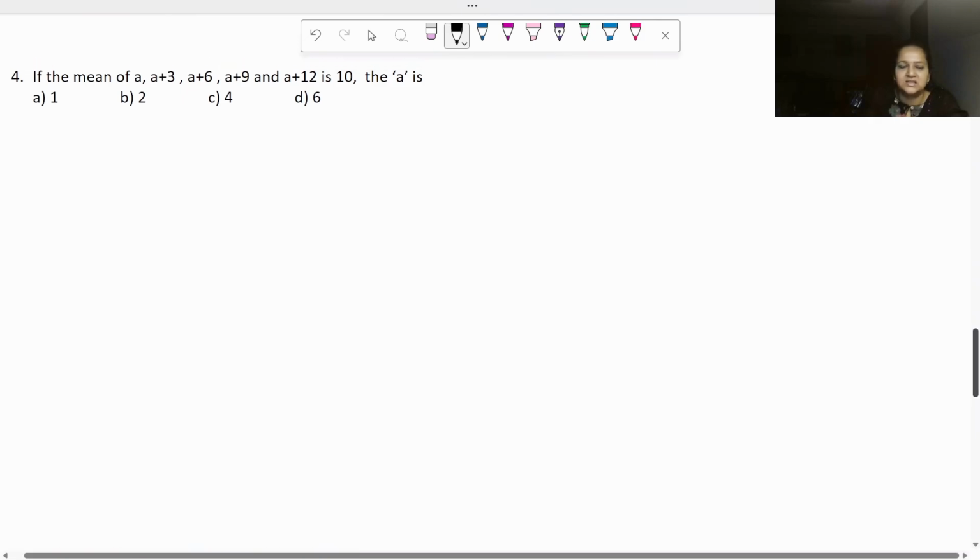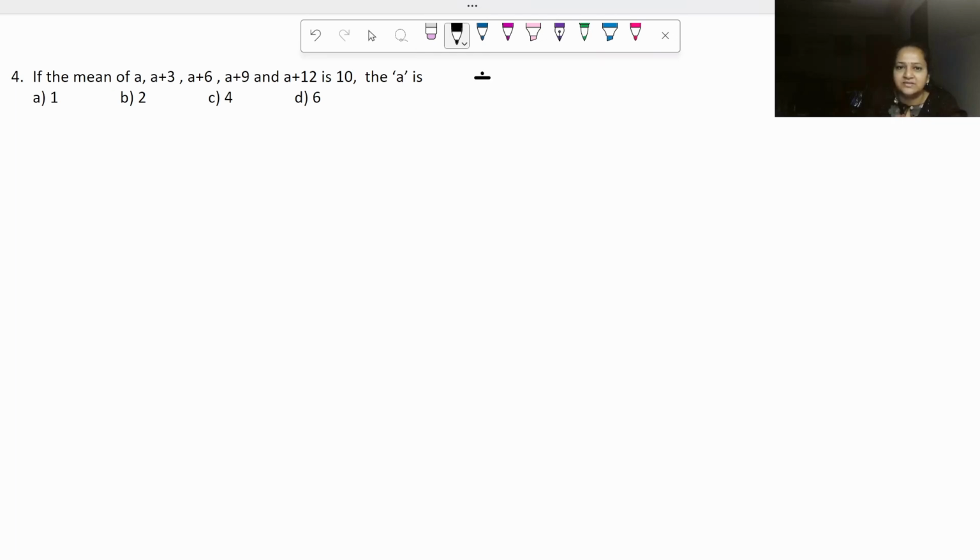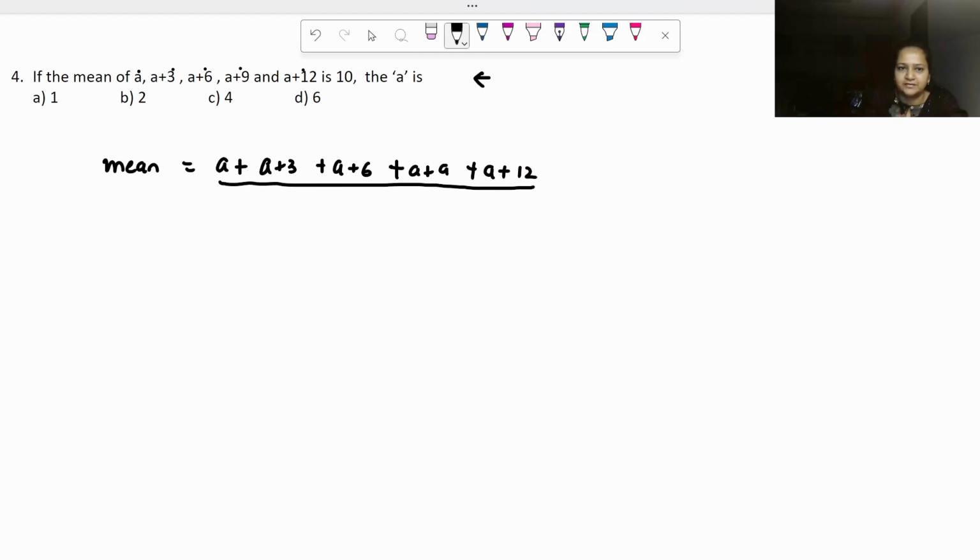This is simple basic mean. If the mean of a plus 3, a plus 6, a plus 9 and a plus 12 is 10, you have to find a. This is the mean that we studied for ungrouped data. What is ungrouped data? When the individual observations are given. By definition, what will be mean? Mean is sum of all observations upon the number of observations. What is the sum of all observations here? A plus 3, a plus 6, a plus 9 and a plus 12. How many observations? Total number of observations is 1, 2, 3, 4.